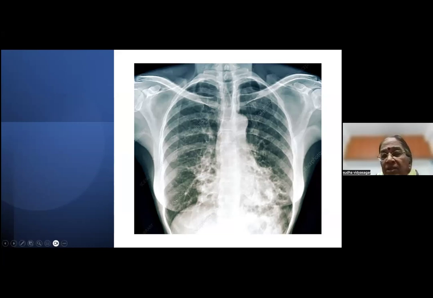Okay. What does this show? Simple X-ray, multiple cavities, isn't it? Bronchiectasis, correct. Okay, cystic bronchiectasis, multiple cavities. They're all round here, everywhere.